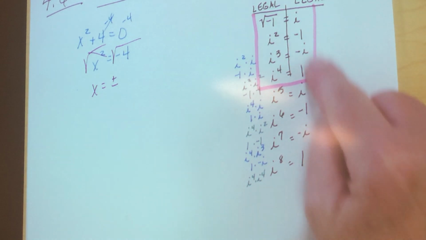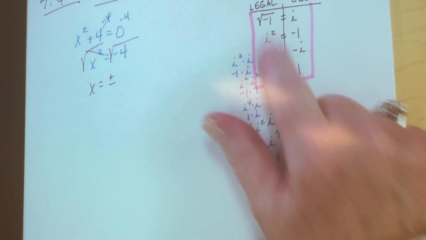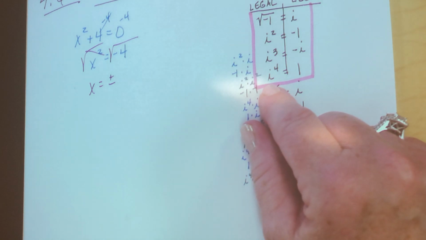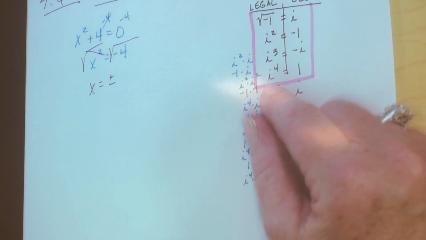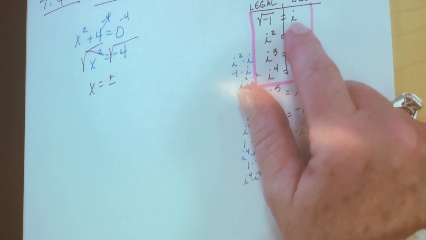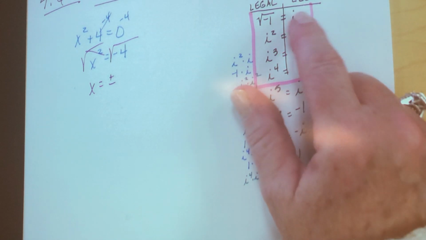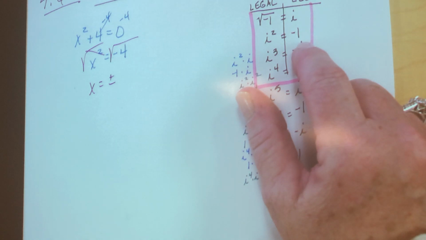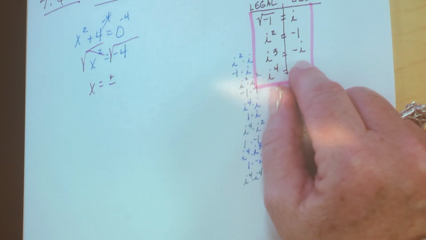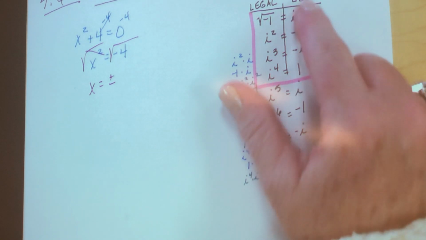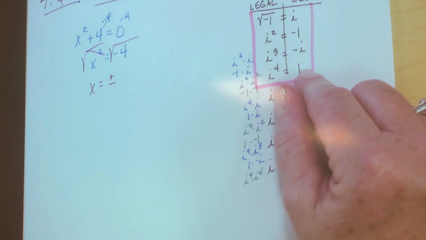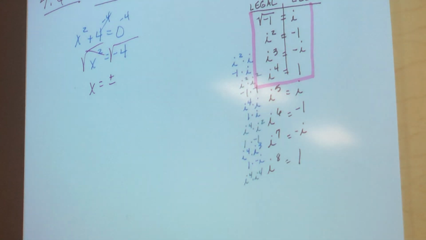Okay, so these are the ones I need to know. Do I really need to know the left-hand side? No. Do you agree? This is i to the 1st, i to the 2nd, i to the 3rd, i to the 4th, i to the 5th, i to the 6th, i to the 7th, and i to the 8th. Are you with me? So this is the only side that I have to know. Let me show you an easy way to remember it.